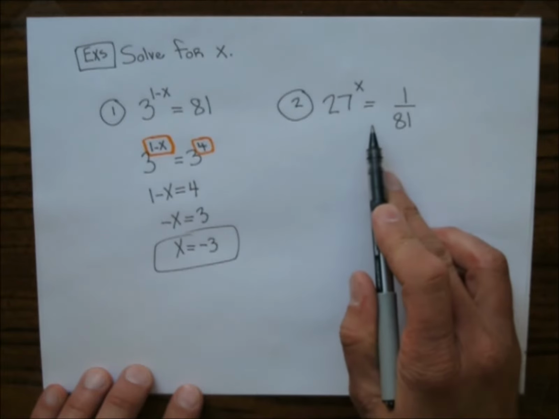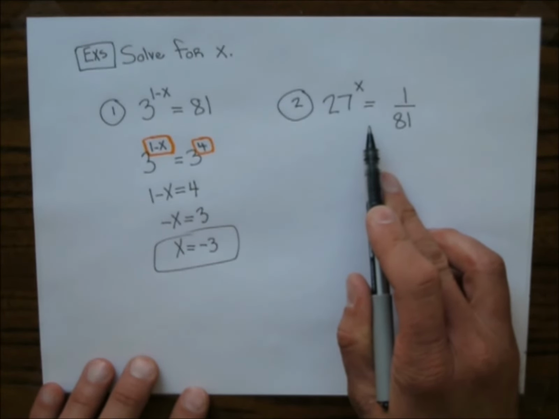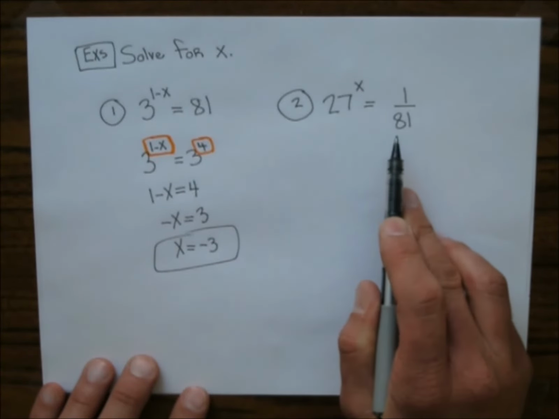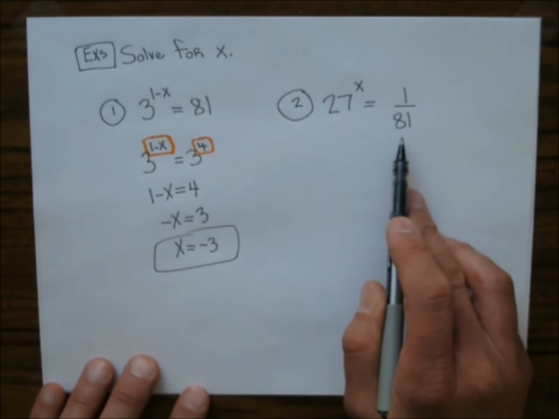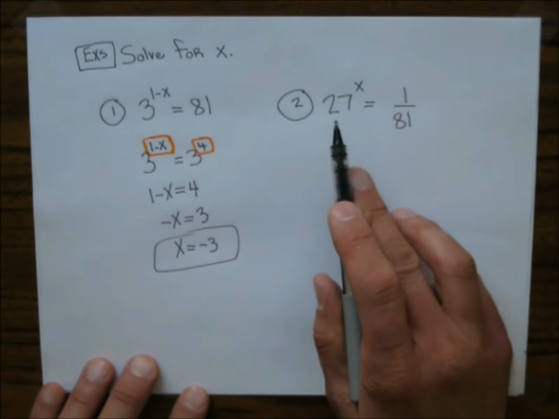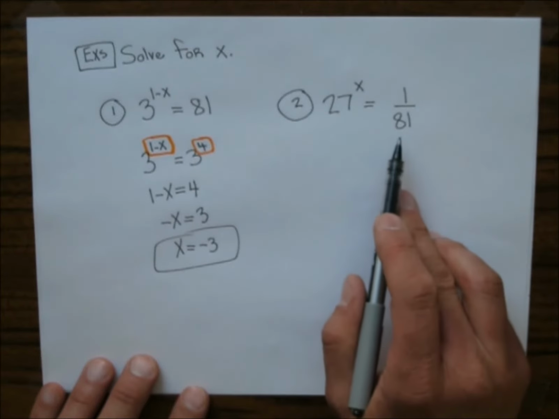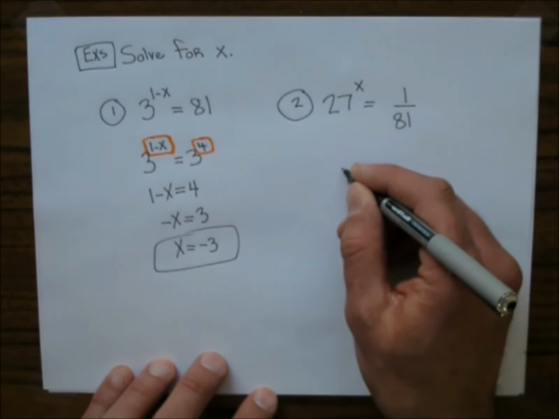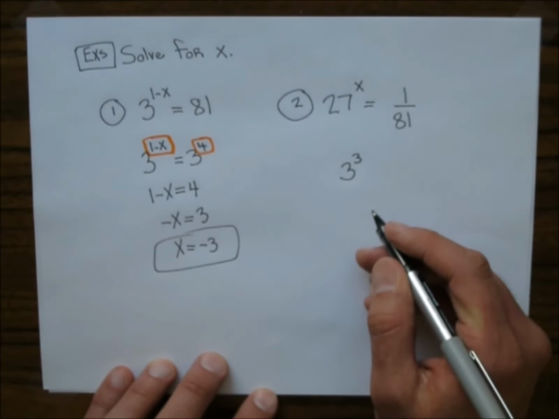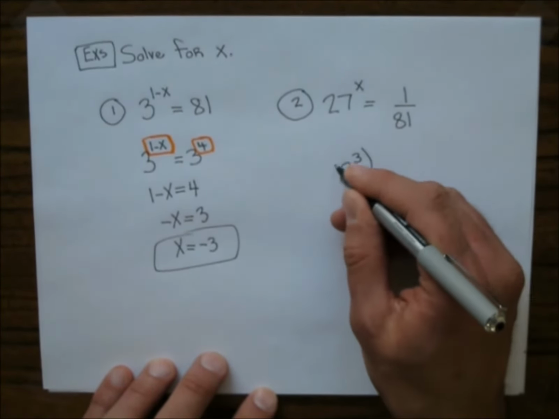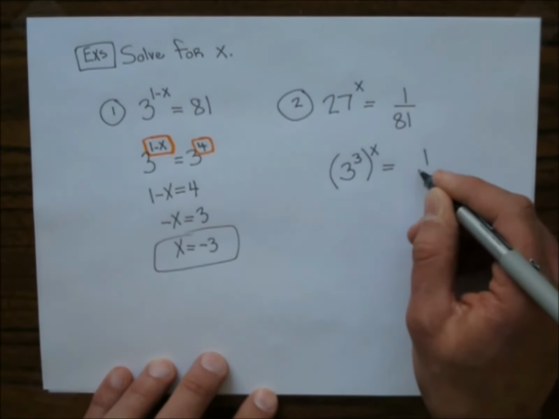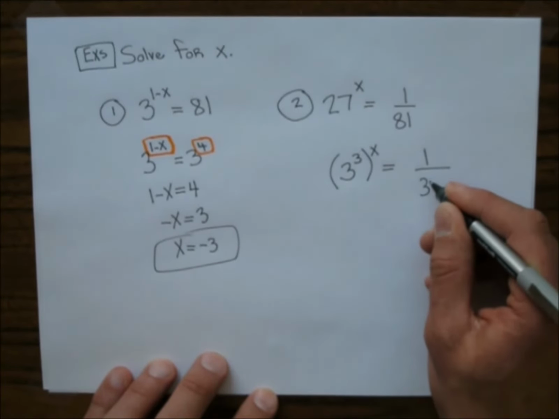So now we're going to try this one here. We'll ask the question, is there a common base you can get between 27 and 81? You might want to pause and see if you can do this one on your own. Okay. The common base is 3. 27 is 3 cubed. 3 times 3 is 9 times 3 is 27. Then I write it to the x power. 81, we already solved from the last problem, is 3 to the 4th.